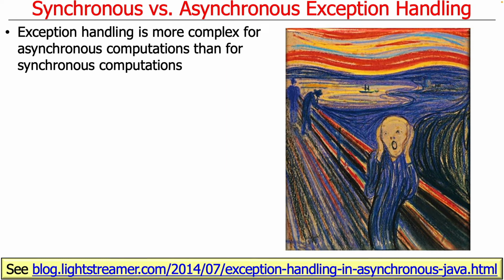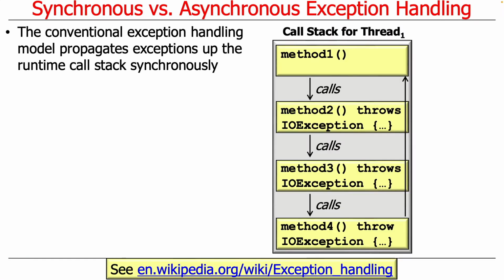Exception handling is more complicated for asynchronous computations than for synchronous computations. And maybe a better way to put it is it's not necessarily more complicated, it's less intuitive if you're familiar with the classic way of handling exceptions. So let's first quickly summarize that classic way of handling exceptions. The classic way, or the conventional way, is to propagate an exception once it's thrown, up the runtime call stack synchronously.